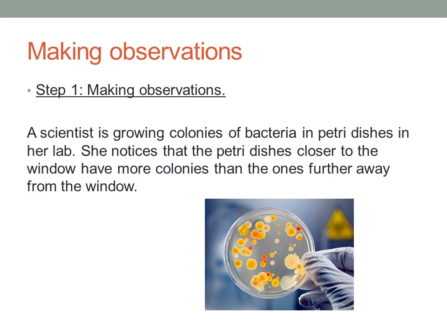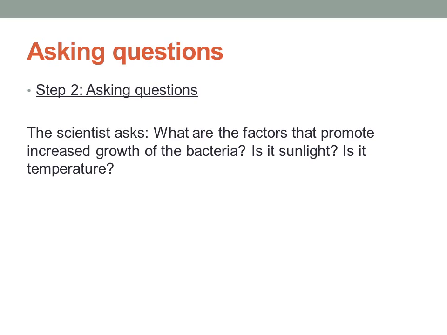So step number 1, making observations. The scenario we're going to be discussing today is, imagine that we have a scientist, and that scientist is growing colonies of bacteria in petri dishes in her lab. A petri dish is just a clear dish with some medium in it, like you see in the picture. Each little yellowish or red dot represents a colony of bacteria on the petri dish. So what she notices is that the petri dishes closer to the window have more colonies than the ones that are further away from the window. So that's the observation that she made.